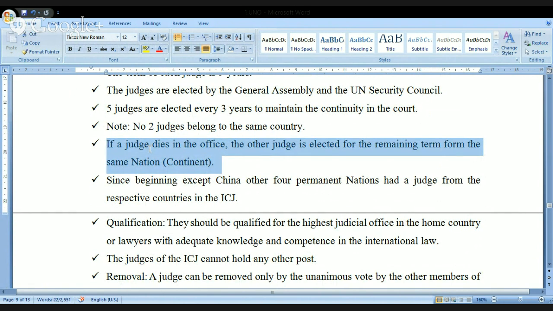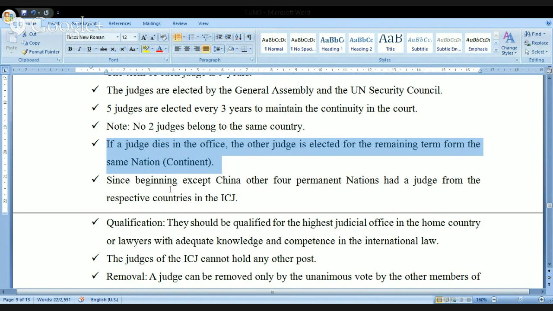If a judge dies in office, the other judge is elected for the remaining term from the same nation or from the continent. So this is the point here. If any judge dies for any reason, or if any judge submits a resignation letter for any reason, then another judge will be elected, possibly from the same country if it is possible. Otherwise, at least from the same continent.